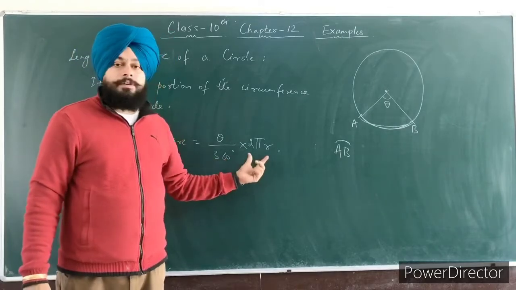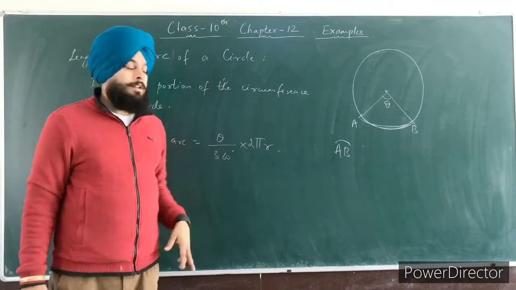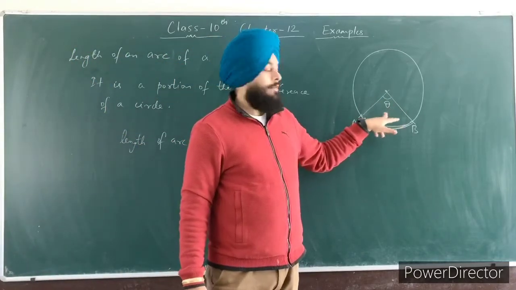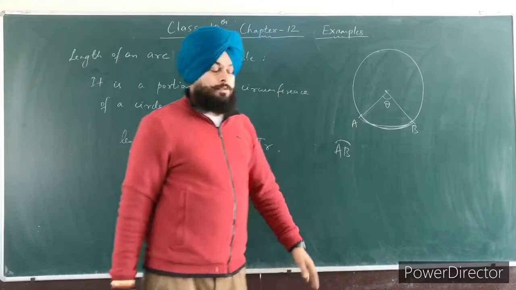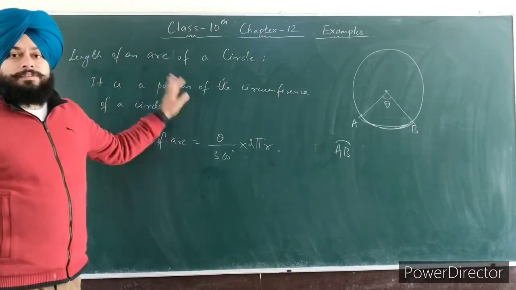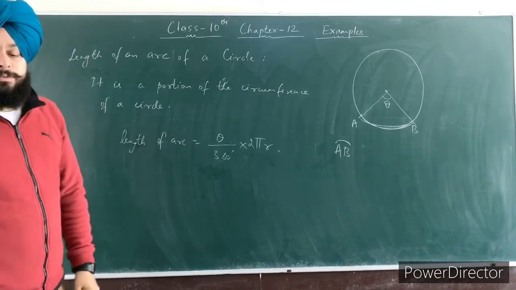So 2 pi r is the total circumference of a circle, and theta is the angle of this sector. By this formula we can easily find the length of an arc of a circle. Alright. Thank you.